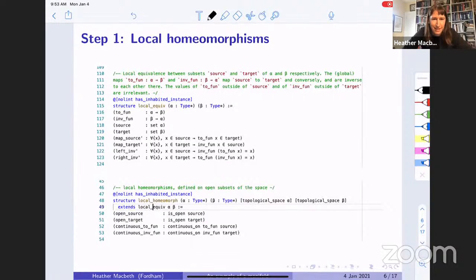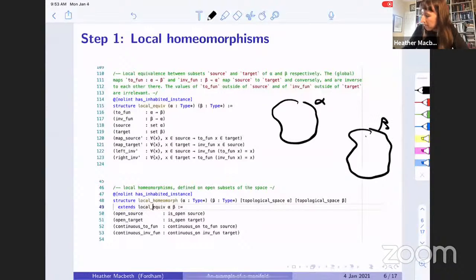The first step is the library on local homeomorphisms. So let me maybe draw a picture. Let's say we've got two types, alpha and beta, and we want to make a local homeomorphism, or to start with a local equiv between them. So what is that? Well, it's going to be a map, but only a partially defined map. And of course, you can't really do that. But what you can do is you can give full maps between the two of them, for which we only care about the behavior on certain sets.